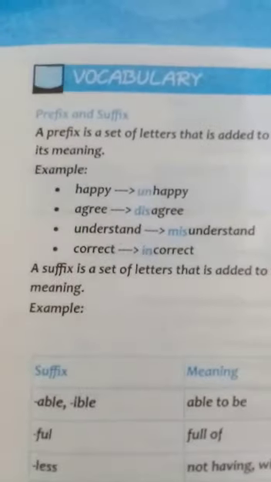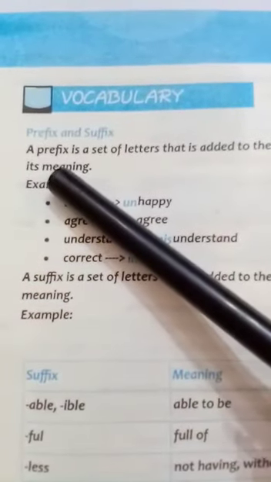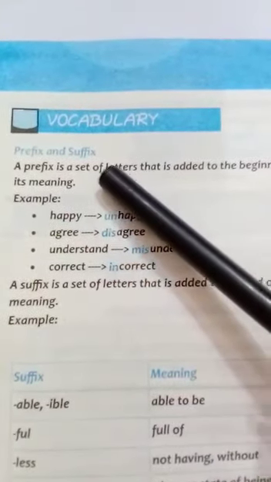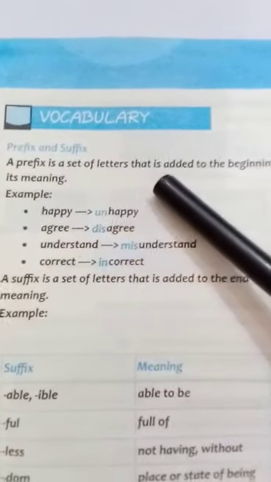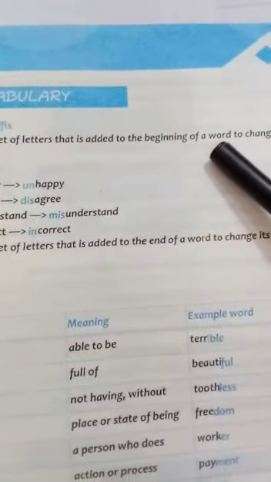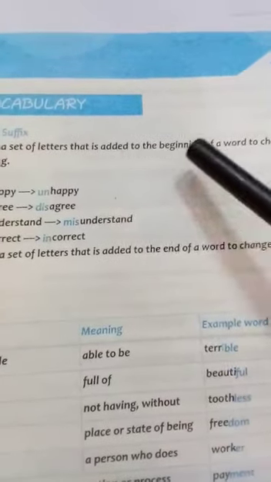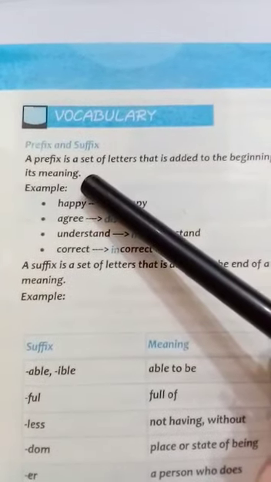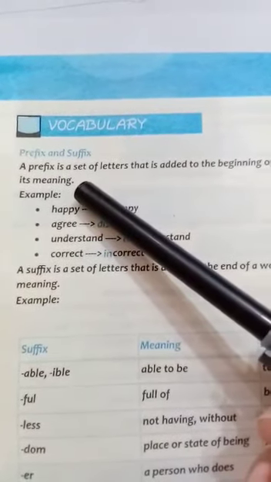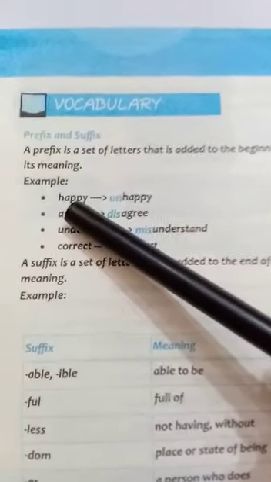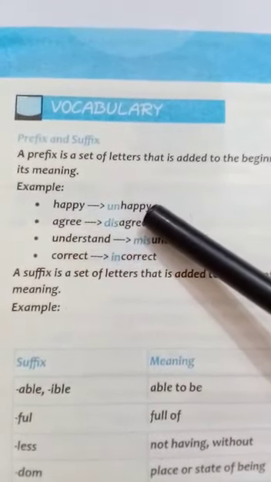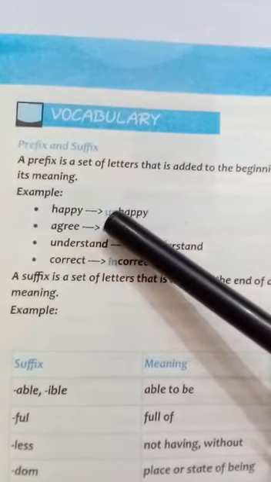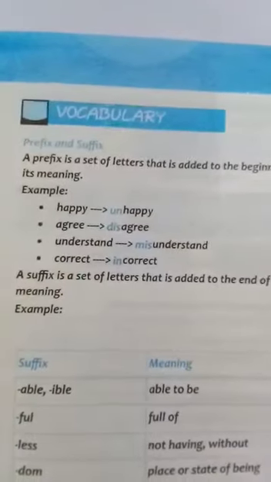So first of all, you see the definition of prefix on page number 18. A prefix is a set of letters that is added to the beginning of a word to change its meaning. When we get a new word, the meaning of that word is changed from the given word. For example, happy is a word, unhappy is another word. We made that word by putting the prefix un. So unhappy has a different meaning from happy.